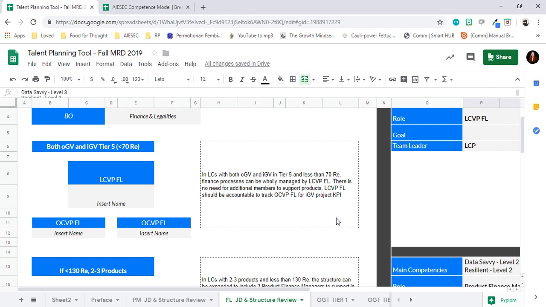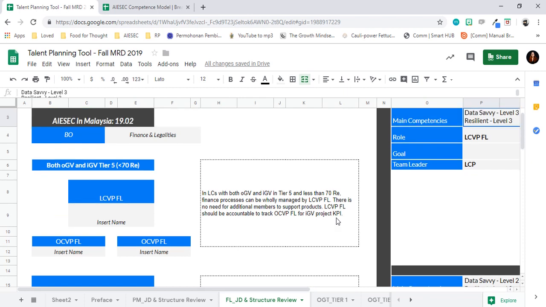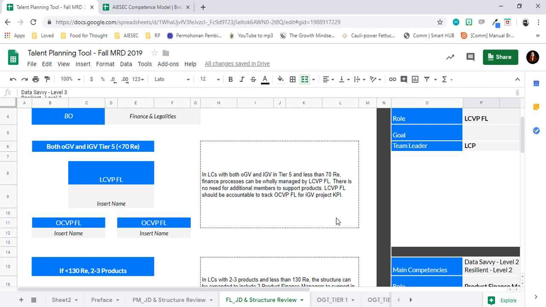Now some of you might be wondering, if I don't have members and I only have OCVPFL, what happens to my pipeline? How can I ensure that I can have a proper successor? Do not worry at all. There are still chances for you to find a very good successor. To be honest, it doesn't mean that if you don't have members in your team, you will not be able to have a good successor.